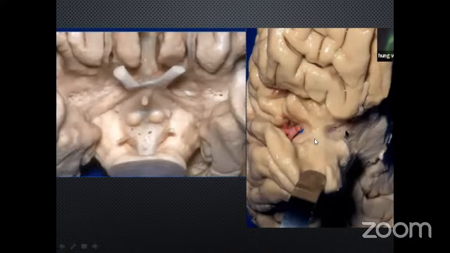Now, this picture is basically showing the limen insulae. This edge is known as the limen insulae, where the M1 segment becomes the M2 segment. This is the anterior perforated substance. And here we have the carotid cistern. So when it enters the Sylvian cistern, it becomes the M2 segment of the MCA.